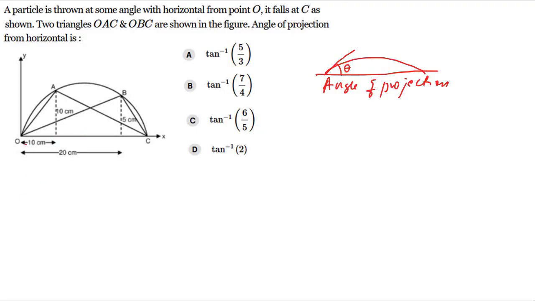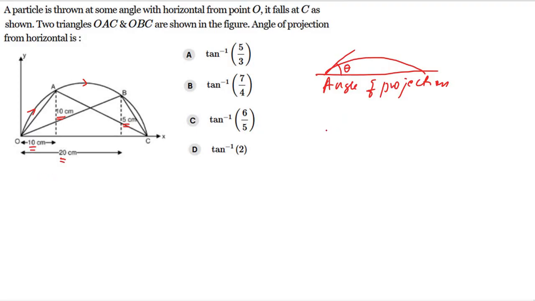So a projectile which is thrown in this picture will come to the point A, which is at a height of 10 centimeter and a horizontal distance of 10 centimeter. As it moves further in its projectile motion, it reaches another point B, whose vertical height is 5 centimeter and horizontal distance is 20 centimeter.